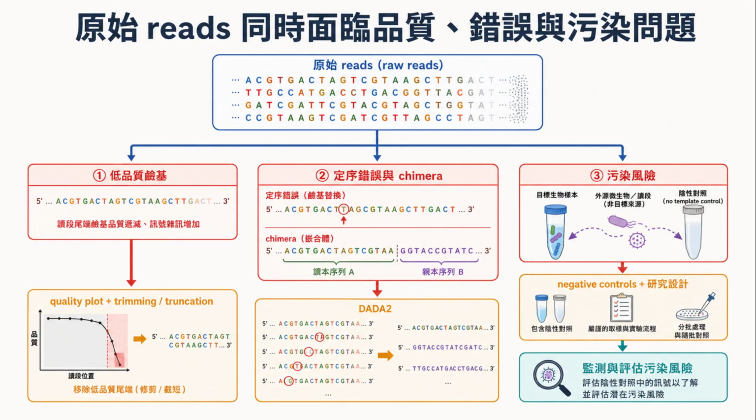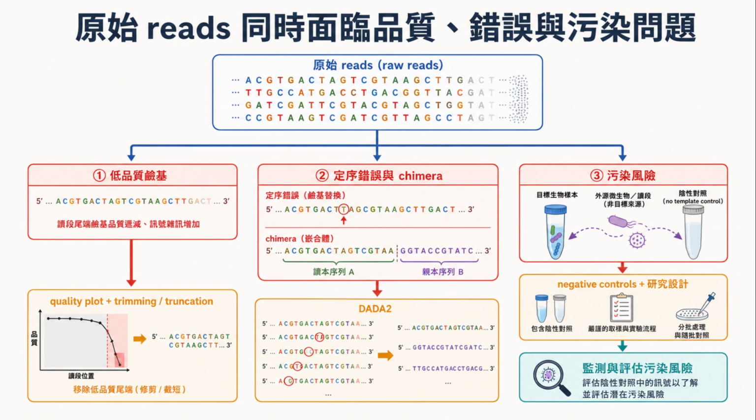Newly obtained raw reads cannot be treated as reliable biological results because they may face three types of problems at the same time. First, quality may gradually decline toward the ends of the reads, making appropriate filtering and truncation necessary. Second, sequencing errors and chimeras produced during PCR can interfere with the inference of true sequence variants. DADA2 can address this by building and applying an error model.